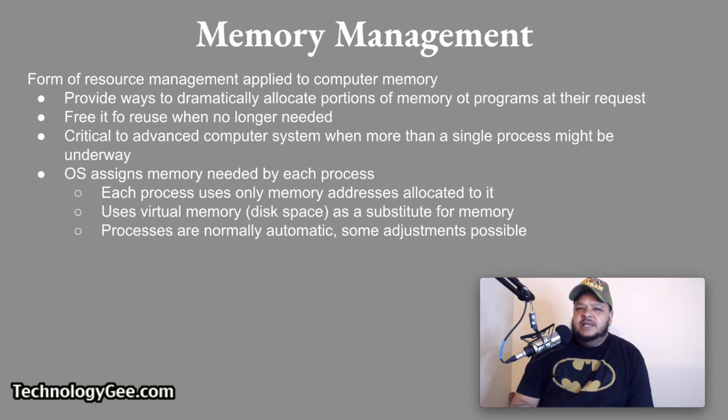This is critical to any advanced computer system where more than a single process might be underway at any time. Operating systems assign memory needed by each process, making sure that each process uses only the memory addresses allocated to it, and when necessary, uses virtual memory, also disk space, as a substitute for memory. These processes are normally automatic, but some adjustments are possible.